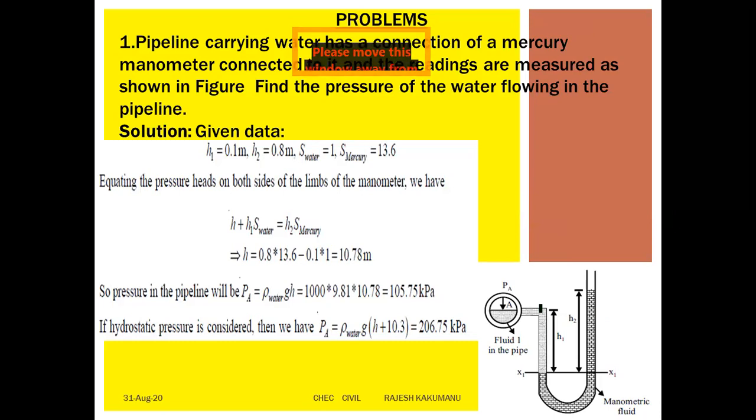The pipeline is closed. So this is a pipeline. This is a pipeline carrying water to some level. Okay. Pipeline carrying water has a connection of a mercury manometer connected to it. So inside the manometer, the mercury fluid is there.